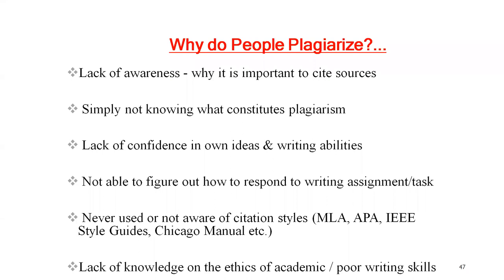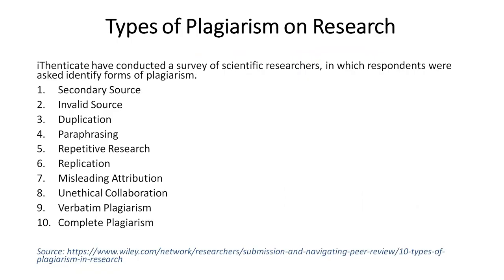So, lack of knowledge of academic ethics, poor writing skill. Types of plagiarism in research: secondary source, invalid source, duplication, paraphrasing, which is also very important, repetitive research, replication, misleading attribution, unethical collaboration. So bioethics plagiarism means what you use, how and what, more of what you use, complete plagiarism.